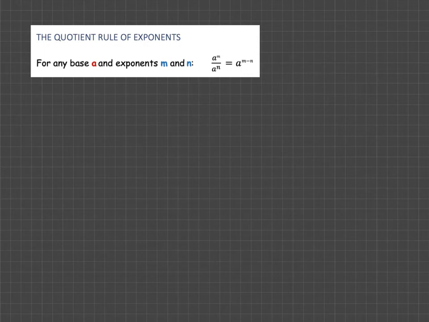That word quotient implies that we are going to have division. And remember that division can be represented as a fraction, like we have in this definition, and also by using the dividing symbol. So the quotient rule says that for any base a and exponents m and n, if we are dividing that base with one exponent by that same base with another exponent, we can write it as one base and take the difference in the exponents. So let's look at some examples.